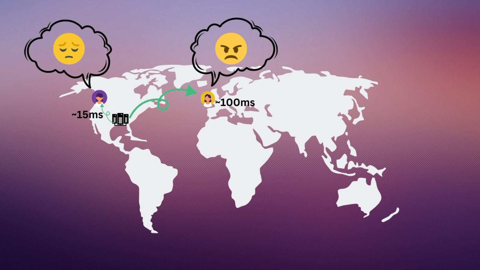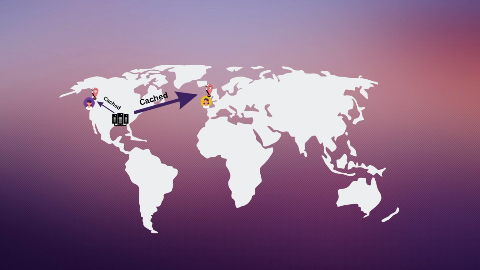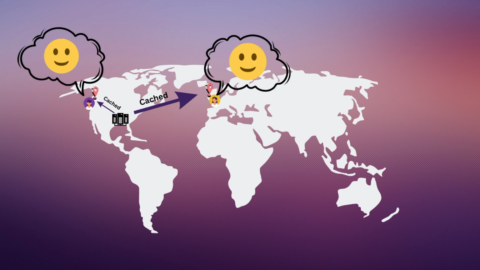CDN provides a mechanism for contents to be delivered closer to the user. It achieves this by caching the content to locations closer to the user and directly serving them from those nearby locations, thus increasing the speed of the websites and in turn improving users' adoption.